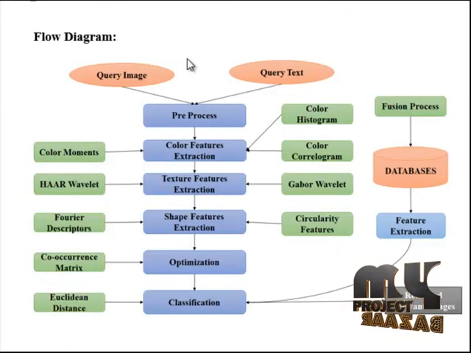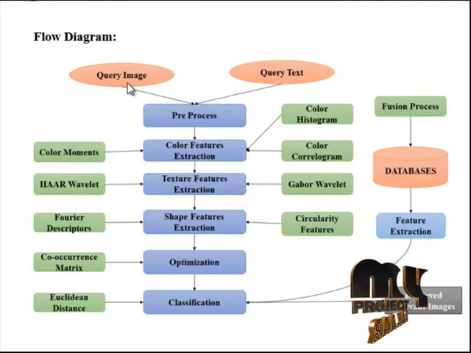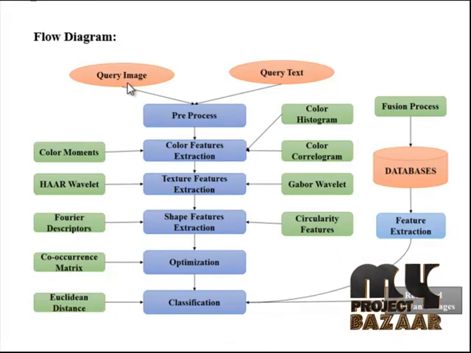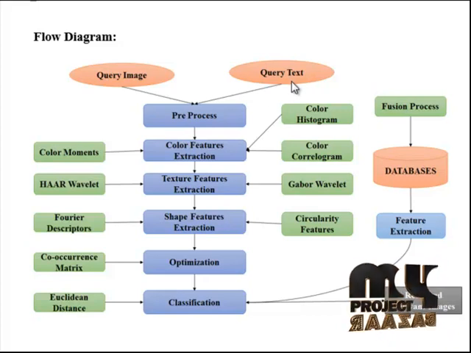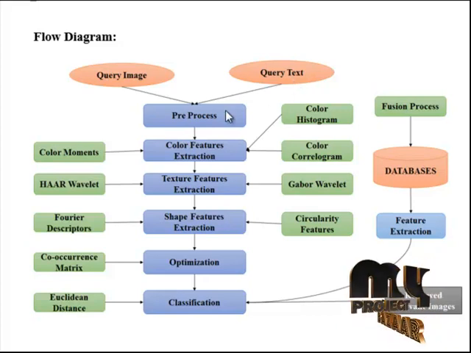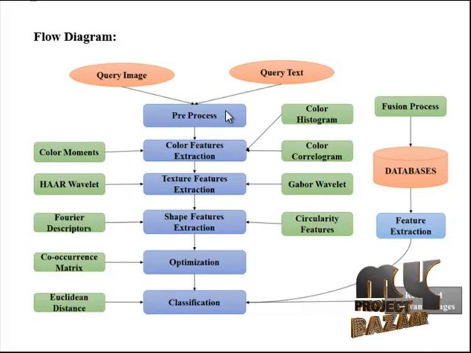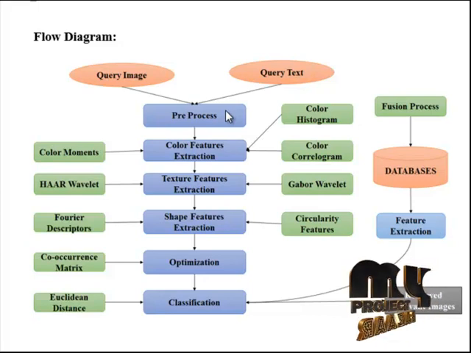database. Let me discuss the flow diagram for our process. First, take the query image from the dataset folder or else type the text which is relevant to the query image. In the pre-process step, generally medical images are noisy. The noises in the images reduce the quality of the images. In order to improve the quality of the images, we normally employ some filtering operations.